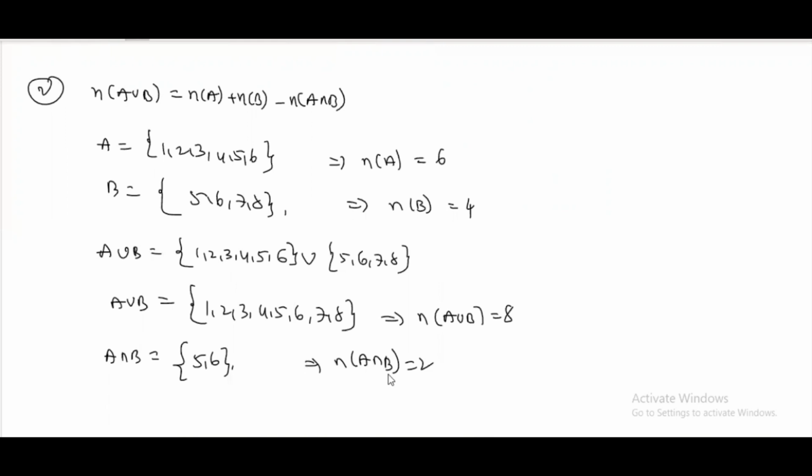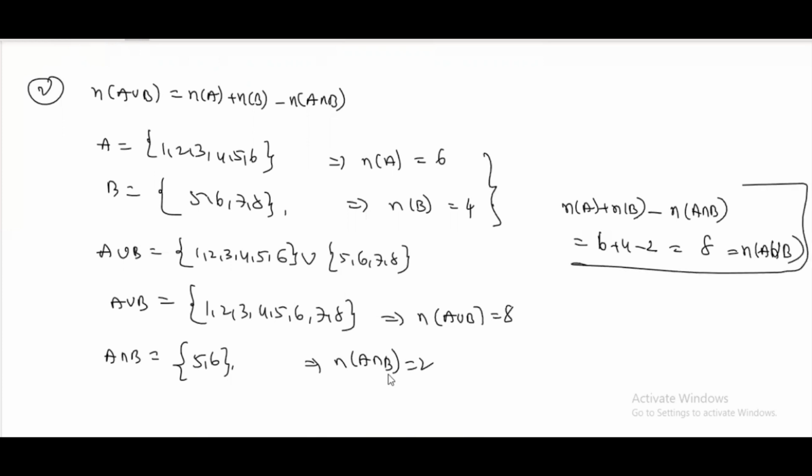If you see very clearly, add these two, n of A plus n of B, which is 10, and subtract n of A intersection B. That is 6 plus 4 minus 2, which is 8. So this is nothing but n of A union B. This is the way we can say n of A union B is equal to n of A plus n of B minus n of A intersection B.